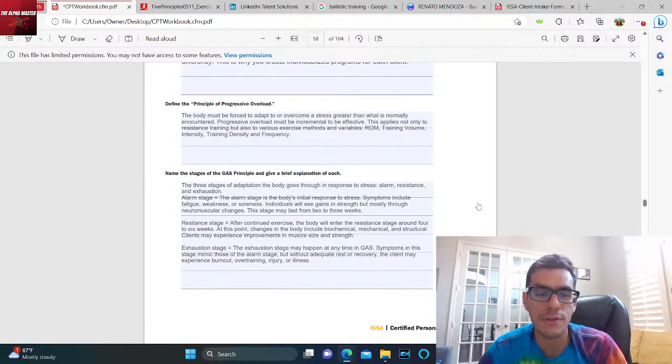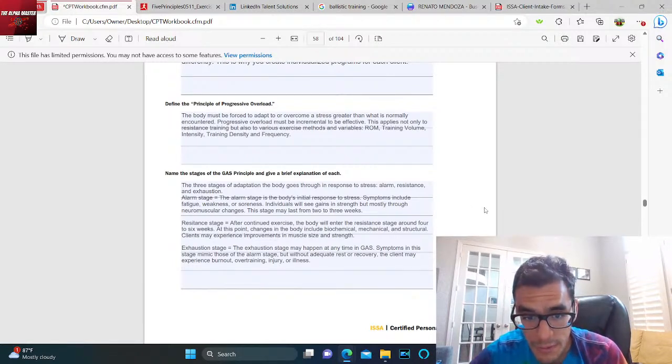And finally, the exhaustion stage. The exhaustion stage may happen at any time in the GAS principle. Symptoms in this stage mimic those of the alarm stage, but without adequate rest or recovery. The client may experience burnout, overtraining, injury, or illness.